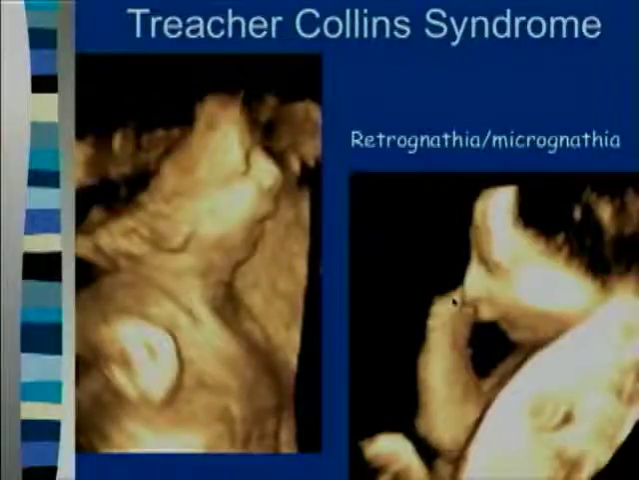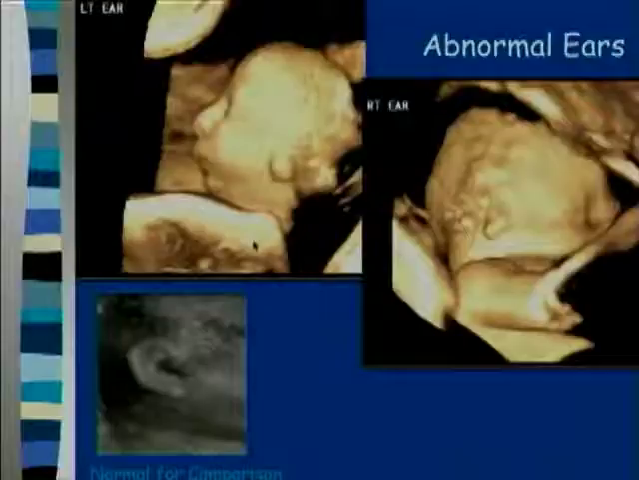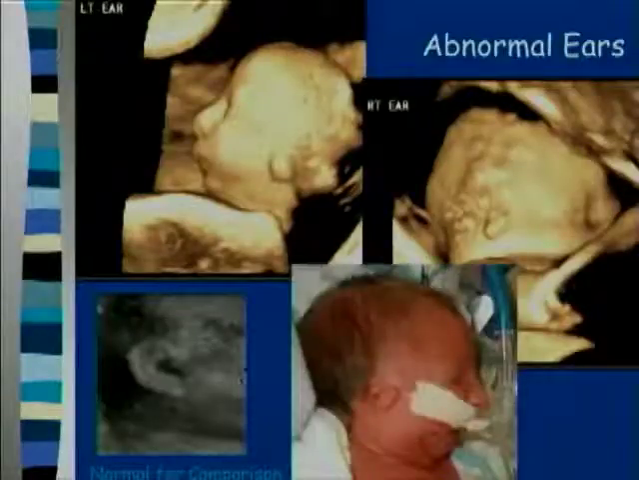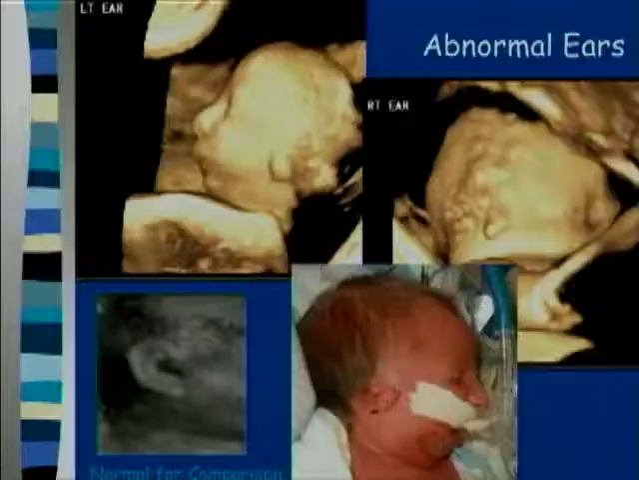So here's a patient that has Treacher-Collins syndrome, and you can see that as you look at this profile, that the chin is just way receded and small, and that's pretty classic for micrognathia. This fetus also had retrognathia, which means it's pulled posteriorly a little bit. But we weren't even looking at the ears, and we noticed something was going on here, and here's a normal ear for comparison. This is this little baby's ear when it was born. You can see it's really quite malformed.